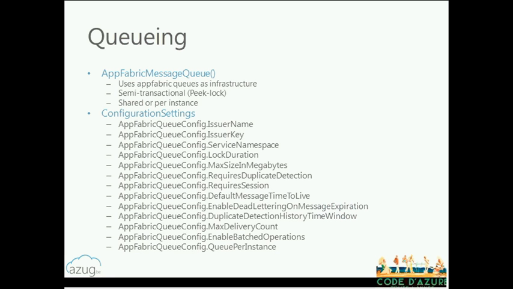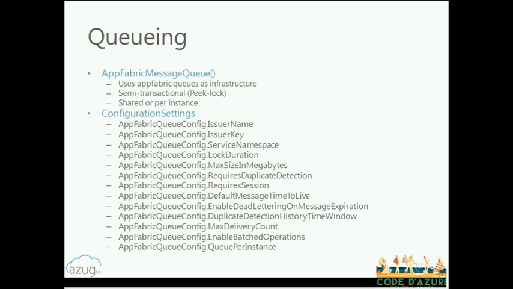The log duration is also set to 30 seconds, similar to the message invisibility time in storage queues. The maximum size in megabytes is by default set to 1 gig, overridable to the 5 different options of 1, 2, 3, 4, and 5 gigabytes as specified in documentation. Duplicate detection is by default off. Sessions are by default off.